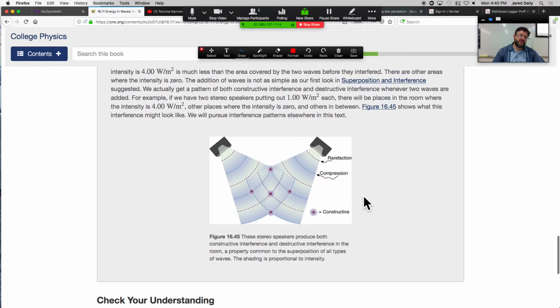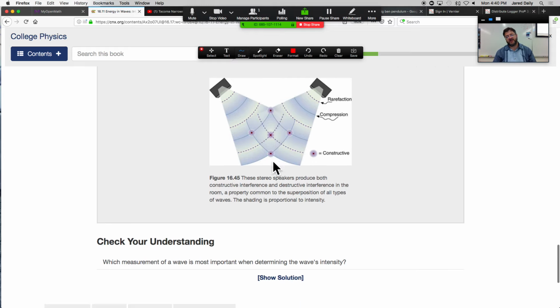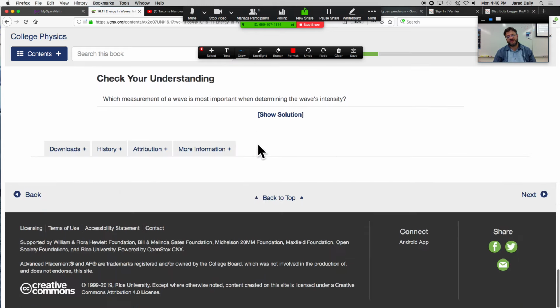Here's an example of using speakers to have places where you have interference. You'll have louder noises in some parts of the room where the peaks of the noise add up to each other, and then softer noises where the peaks add to the troughs and cancel out. It's constructive and destructive interference with speakers.